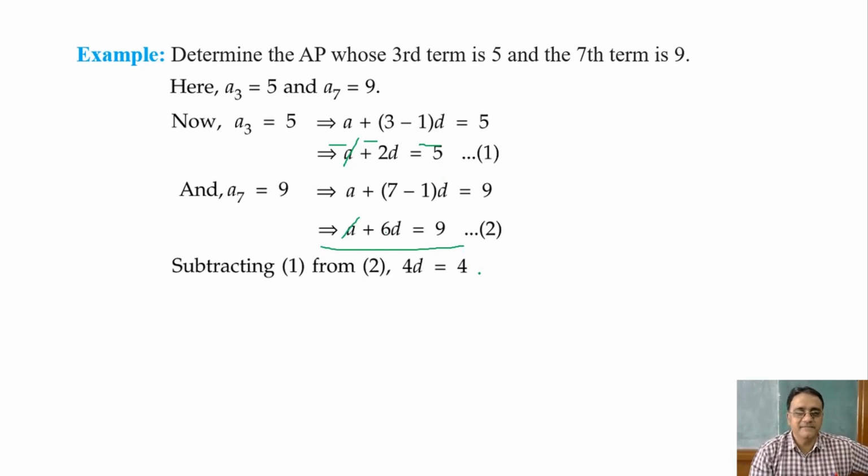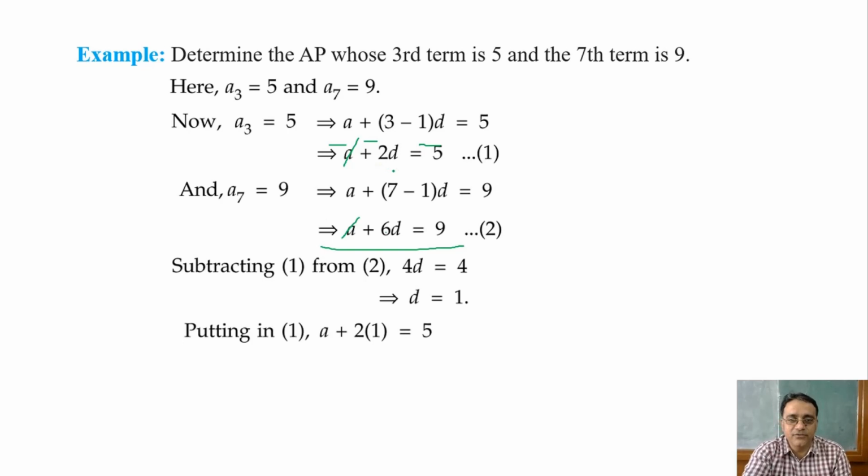So what is the value of d? 1. Right, d is equal to 1. And now we need to find the value of a. So how will you find? Substituting the value of d in any one equation. So we'll substitute in the first equation here. So a plus 2 into 1 is equal to 5, that is a plus 2 is equal to 5, and shift this 2 to the other side. So what are you getting as the value of a? 3, 5 minus 2, that is 3.